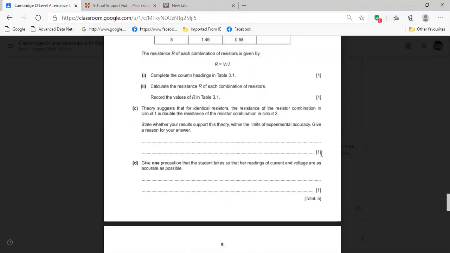Tamjid, hello. Part D, please. Sir, I wrote repeat the experiment. So you wrote repeat the experiment. Then what about Abir? What did you write, Abir? Sir, I wrote that we should repeat the experiment by multiple people and then average the result. Okay, so they are saying precautions, right?